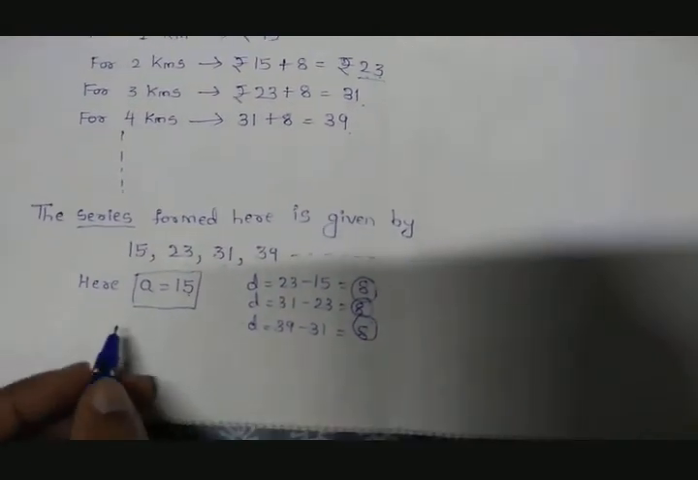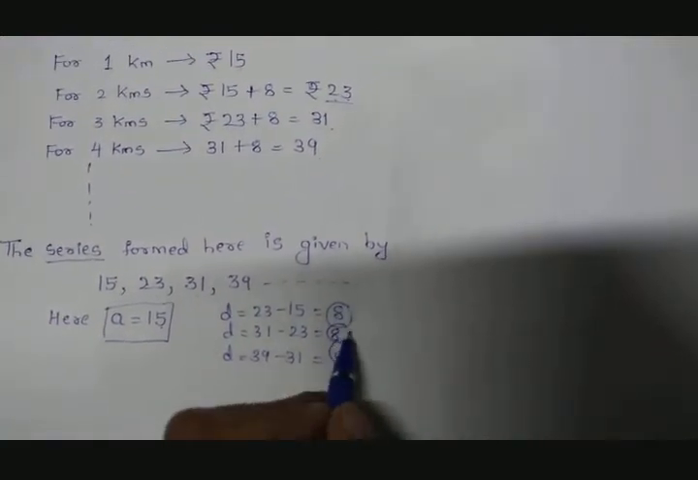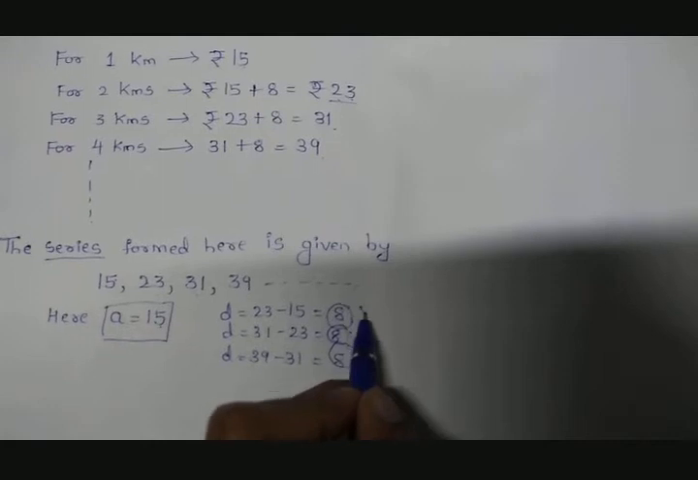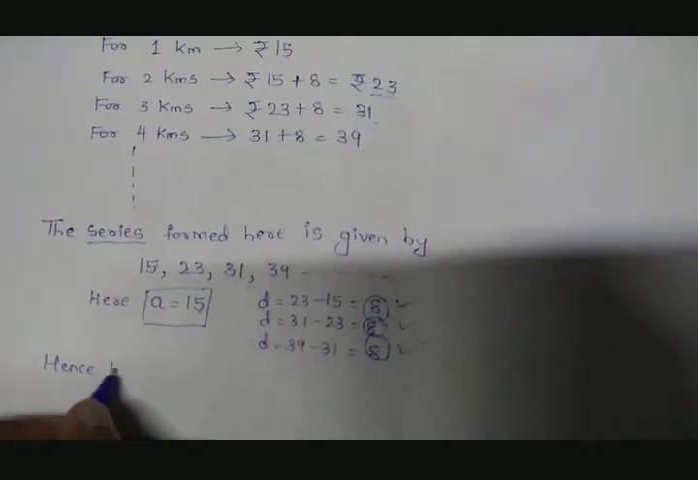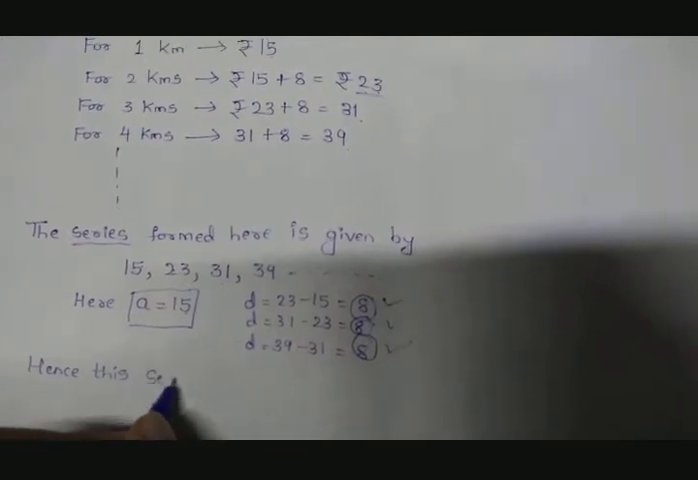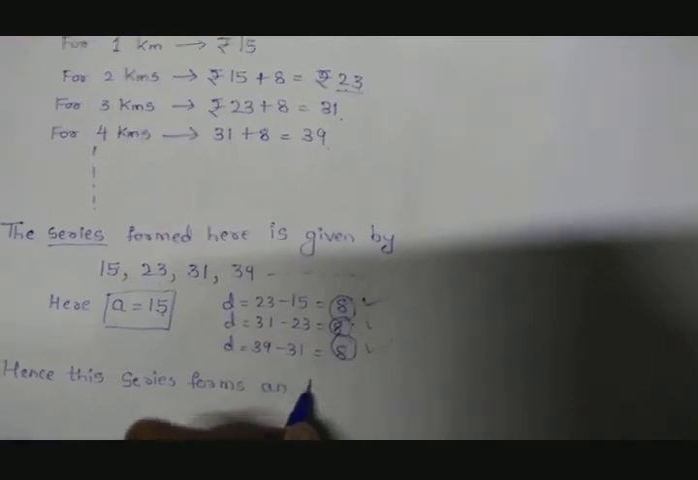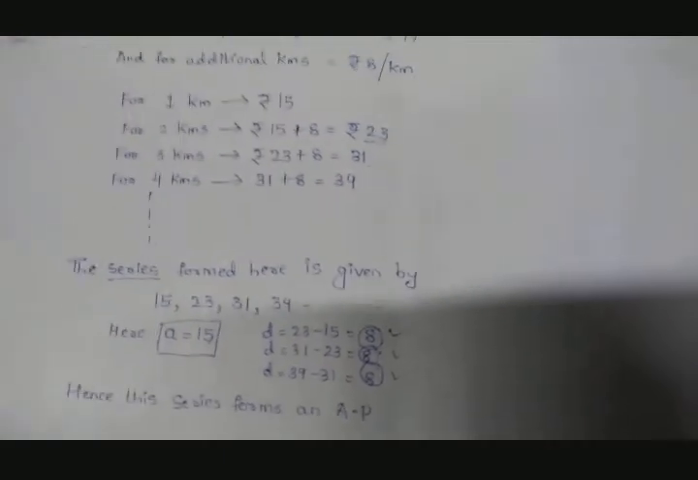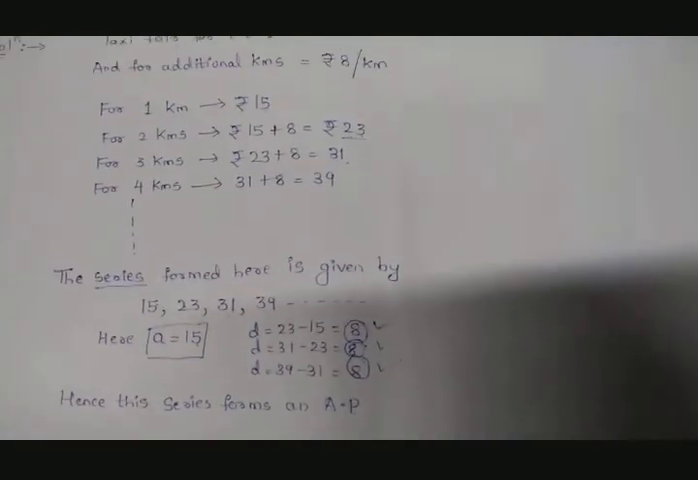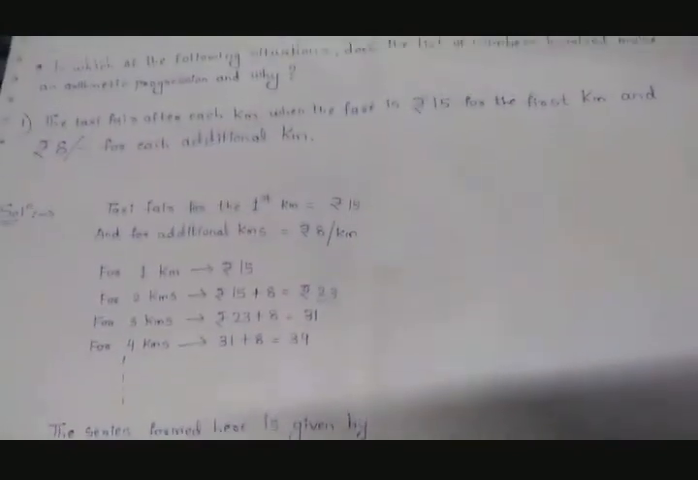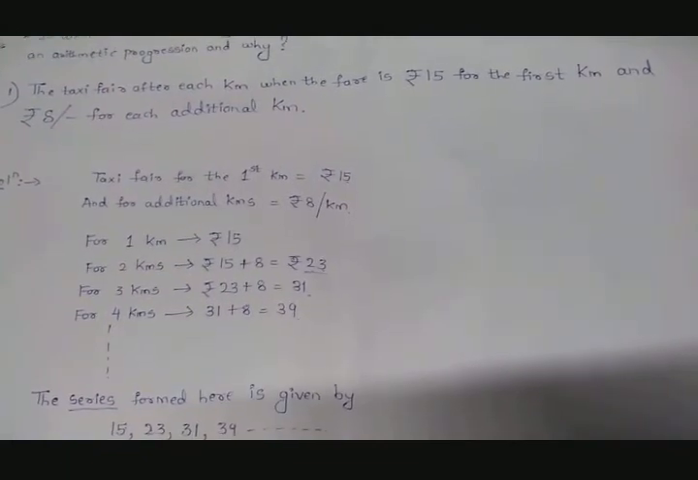So does this form an AP? Yes, of course. Why? Because we have the first term and the common difference in all the terms is nothing but 8, and hence this series forms an arithmetic progression. So this is how you check whether the given situation forms an arithmetic progression or not. So I hope this problem about the taxi fare is clear. So moving on to the next problem.